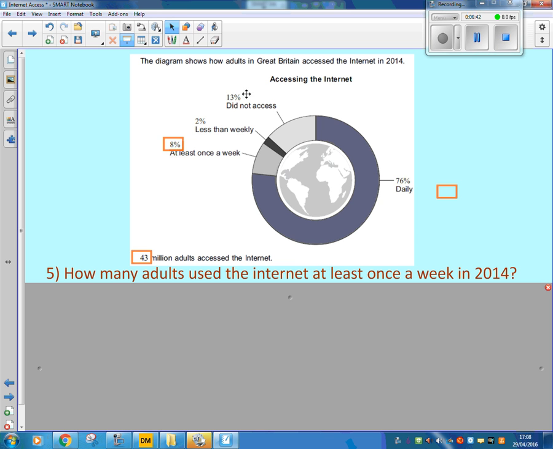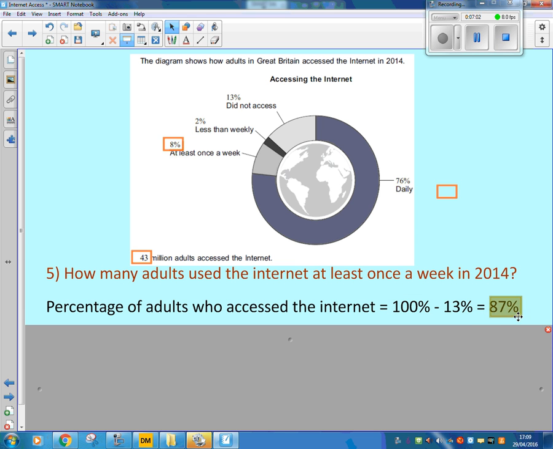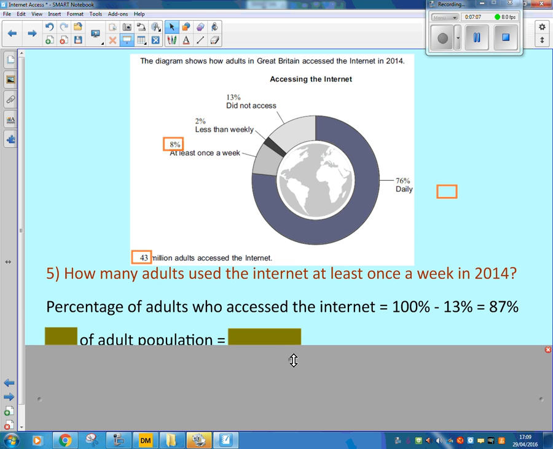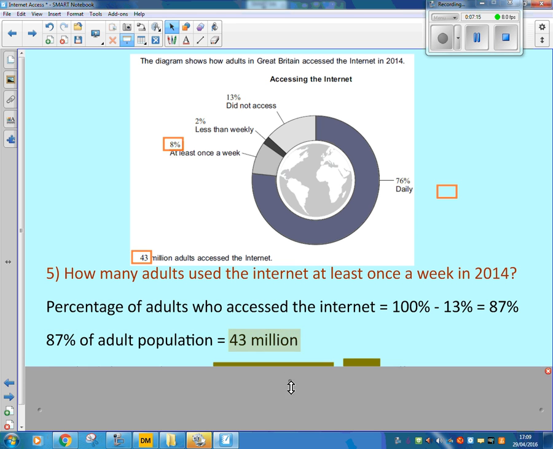So that would have had less effect from rounding errors, or it's likely to have had less effect. And so, when I want to find the percentage of adults who access the internet, instead of doing 76, add 8, add 2, and get 86%, I'm going to do 100 take away 13. It comes very similar, it's coming to 87%. But that's likely to be just a little bit more accurate. So 87% of the adult population equals 43 million.